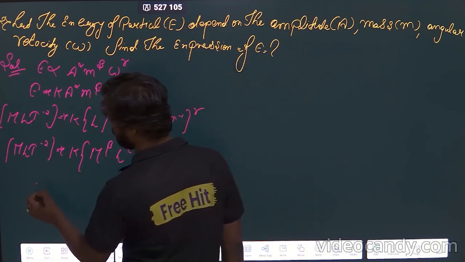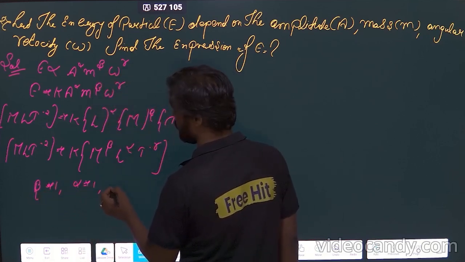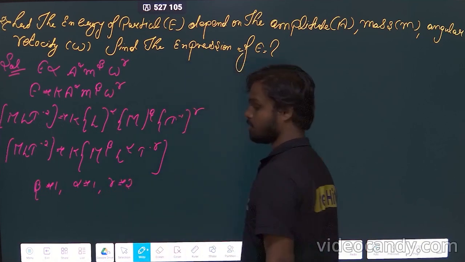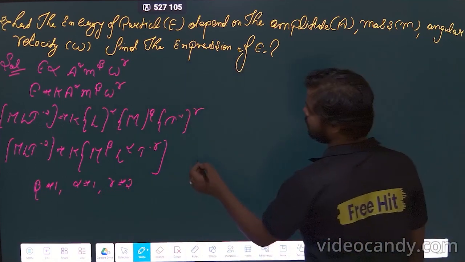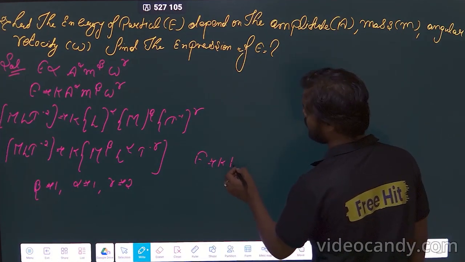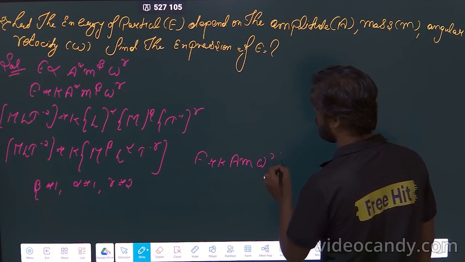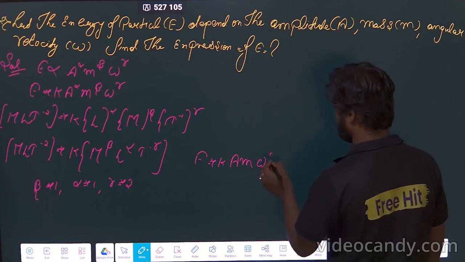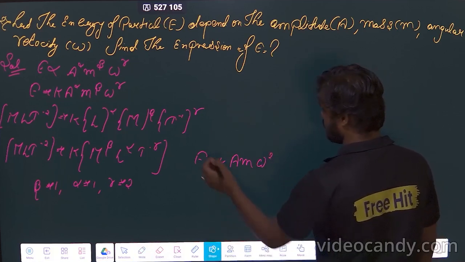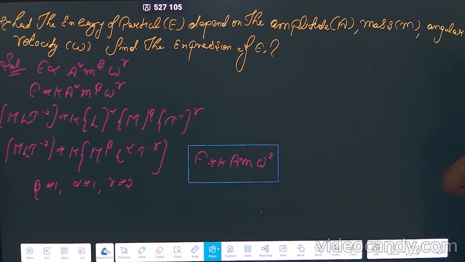So from here if you equate, you will get beta is equal to 1, alpha is equal to 1, and gamma is 2. So what is the expression I will get? My expression will be E is equal to some k times a to the power 1, m to the power 1, and omega square. Clear? Omega square. Any doubt? Okay, so this is the derived expression. Any doubt? Shall we proceed further?